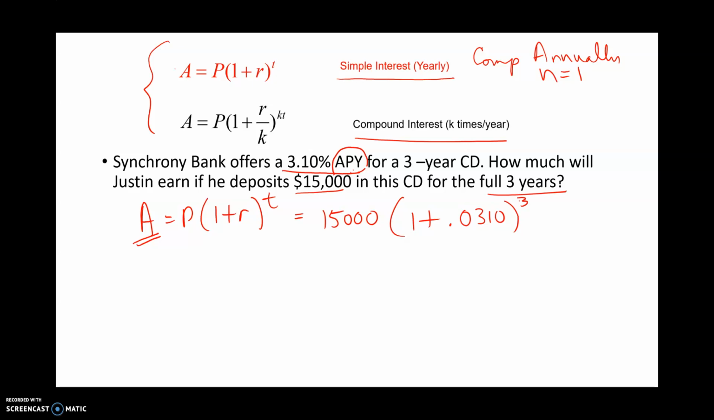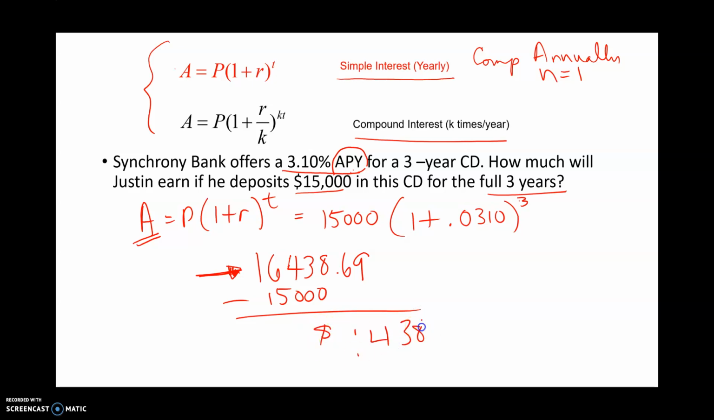1.0310. I'm going to raise that to the 3 years. I'm going to multiply by 1,500. So in our account, we have 16,438.69. Remember, when we did a test on this, we said how much of this was principal, how much of this is interest. So this is the total. If I take off his $15,000 principal, he earned an interest of 1,438.69 in those 3 years.